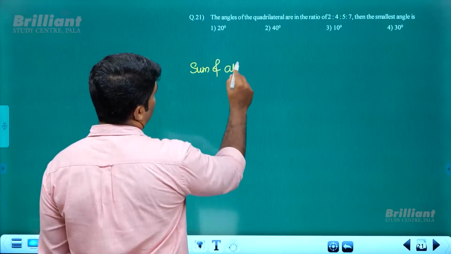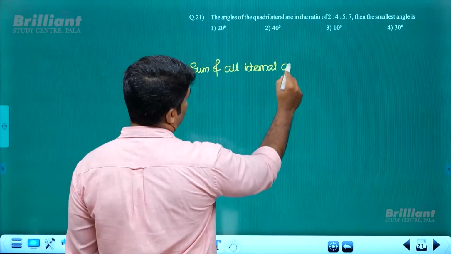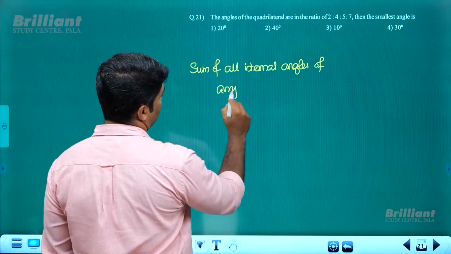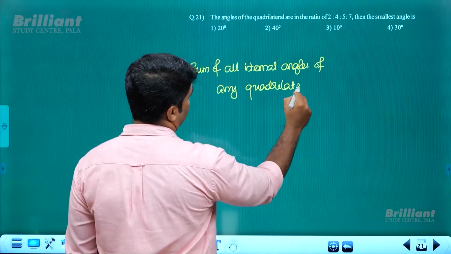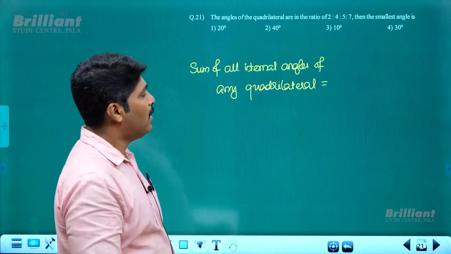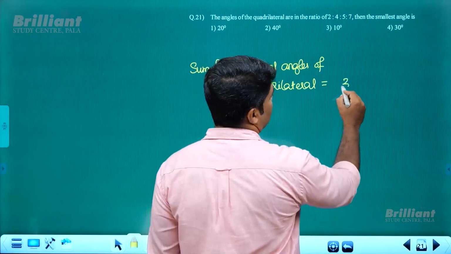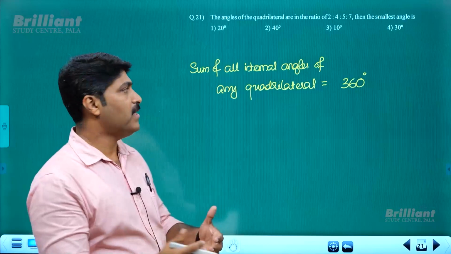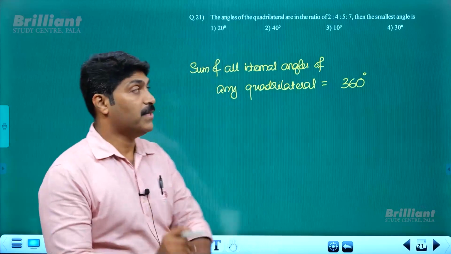Sum of all internal angles of any quadrilateral. A quadrilateral has 4 sides. Therefore, that is 360 degrees. We know that a triangle has its total sum of internal angles equal to 180 degrees. In the case of a quadrilateral, that is 360 degrees.